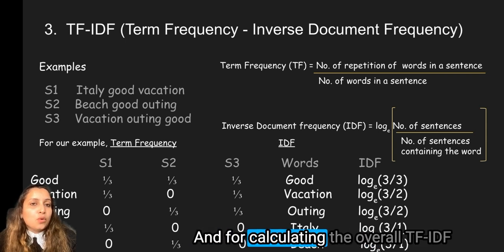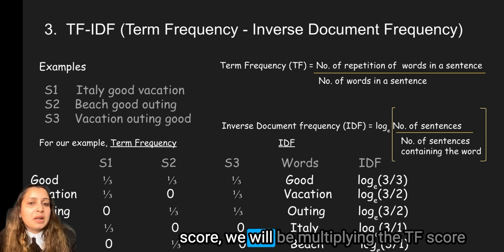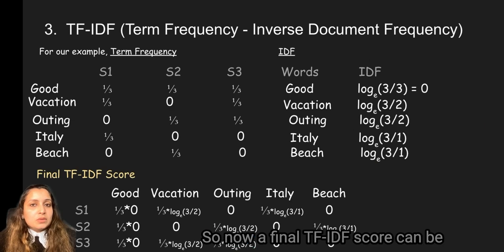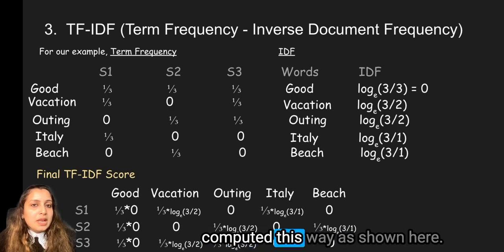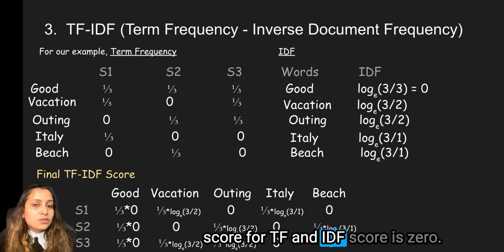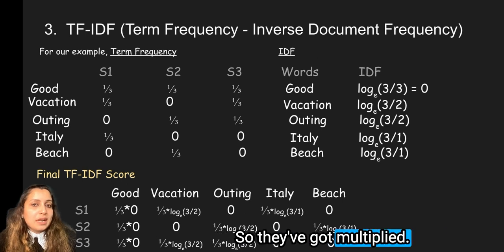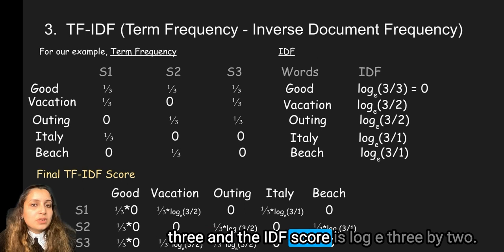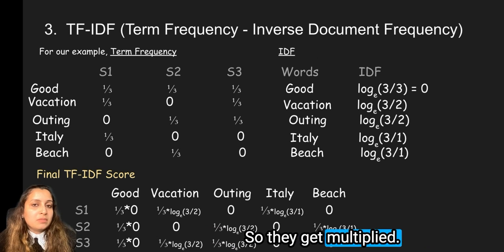And for calculating the overall TF-IDF score, we will be multiplying the TF score of each sentence with its IDF score. So now the final TF-IDF score can be computed this way, as shown here. For the word good in S1, 1 by 3 is the score for TF and the IDF score is 0, so they get multiplied. In S1 itself, the score for vacation is 1 by 3 and the IDF score is log e 3 by 2, so they get multiplied.